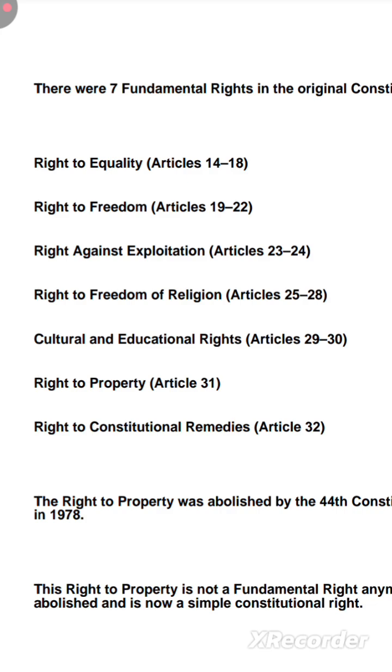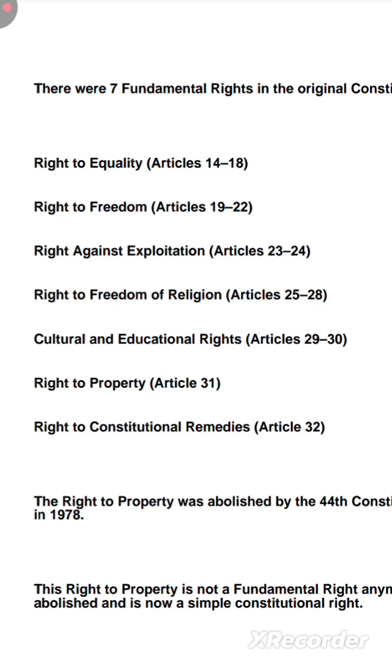We have the second fundamental right, the right to freedom, which has another name, cluster of rights. What does this mean? This means there are many kinds of freedom that we get to exercise in a democratic country like India. It starts from Article 19 to 22.